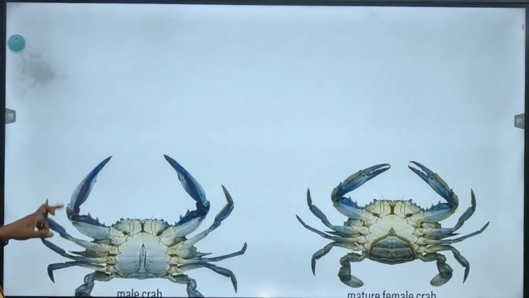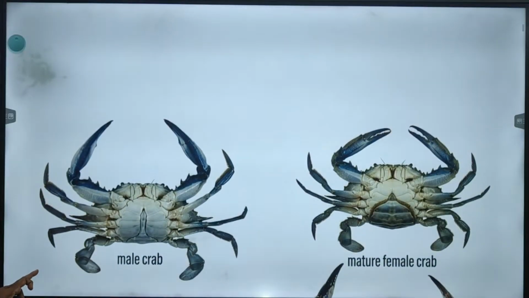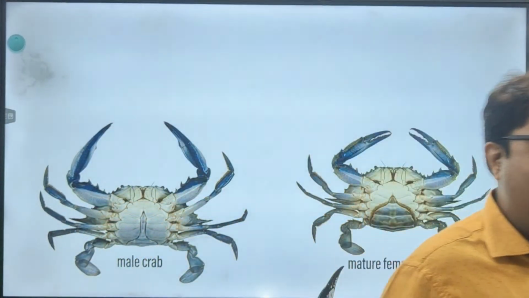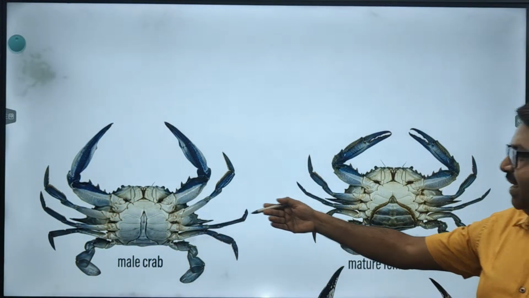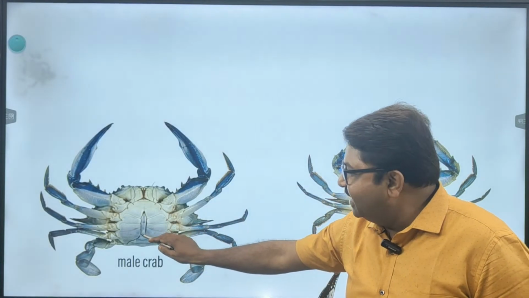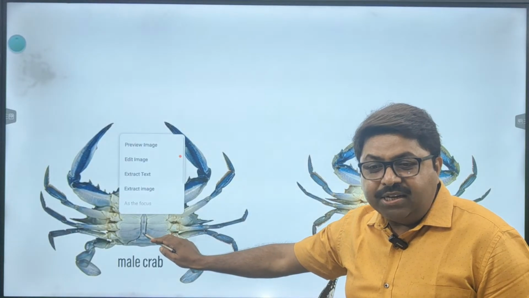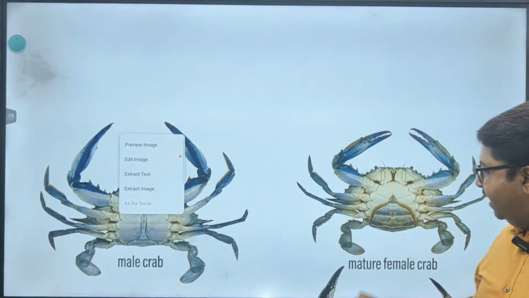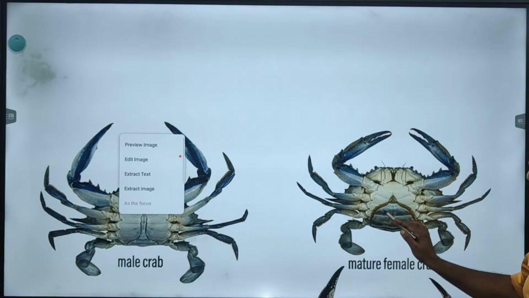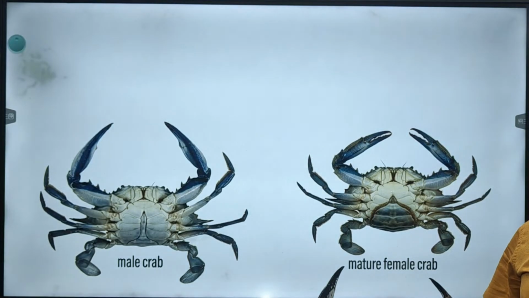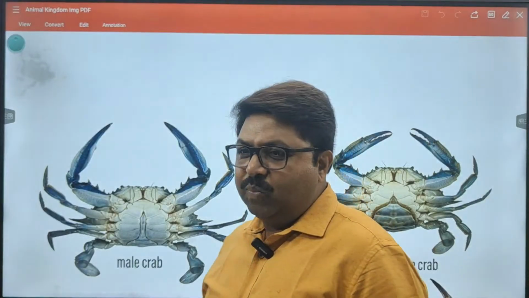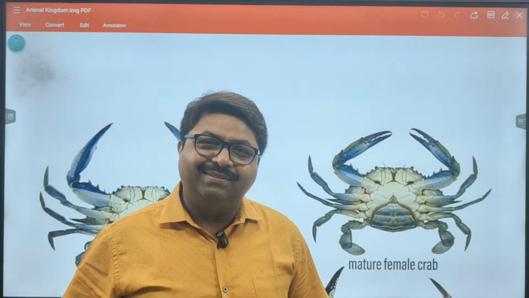Now tell me, I think all of you have seen this. It's a favorite one. Tell me the difference between male crab and female crab. This is the ventral portion. The upper side is dorsal. Can you see this structure? If it is pointed and narrow, then it is male. This one is broad and contains eggs. See, these eggs are coming out. This one is female. And which one is tasty if you feed on them? Male or female? Female one.